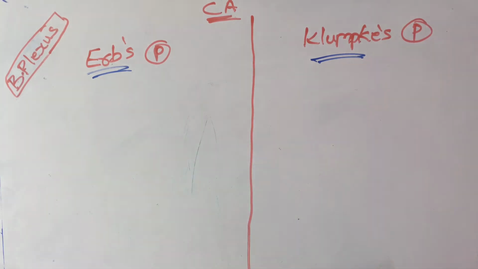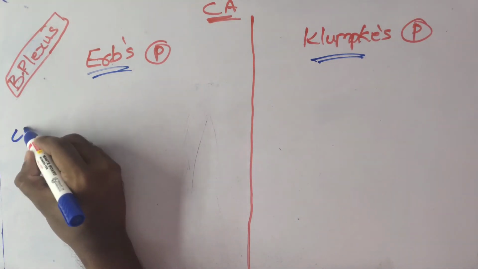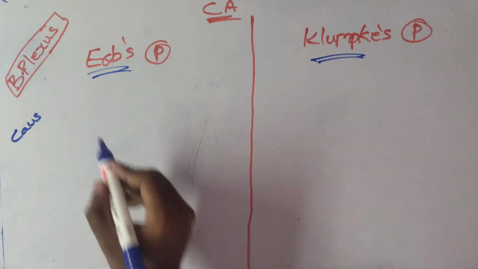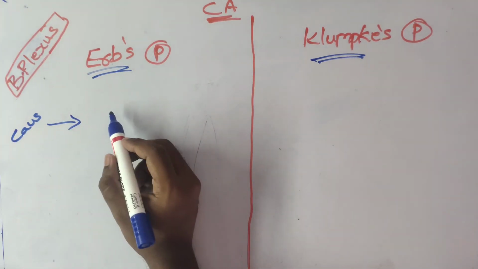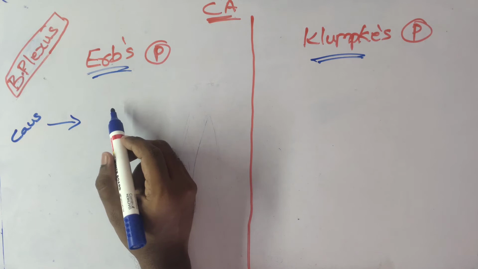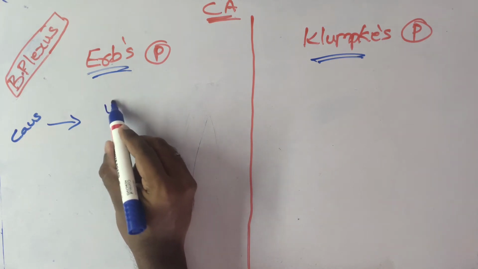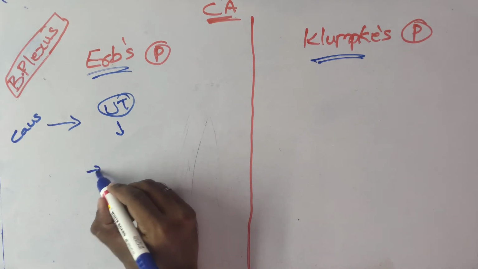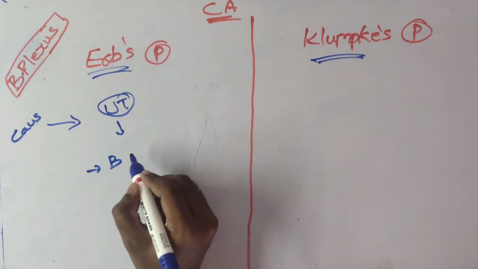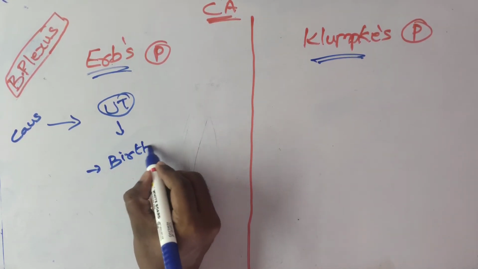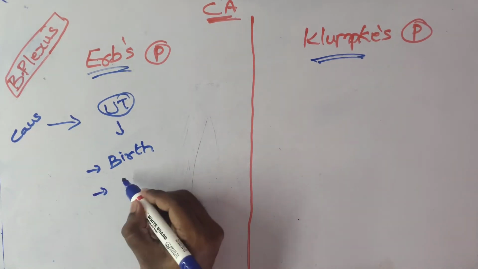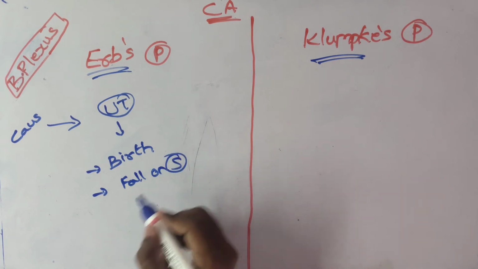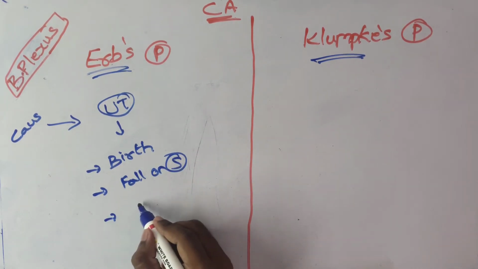Now coming to the causes of injury. That means what caused the injury. Erb's paralysis, that means upper trunk injury, may be caused by birth injuries or difficulty in childbirth, or a fall on the shoulder joint, or maybe during anesthesia.